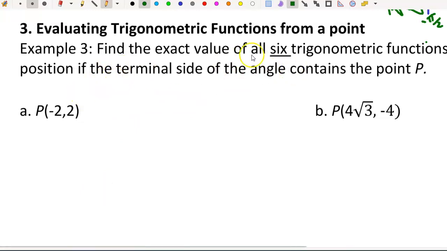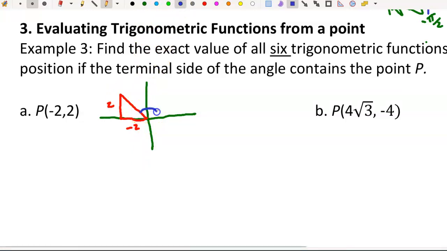Number 2, find all 6 trigonometric functions, sine, cosine, tangent, cosecant, secant, cotangent, of which the latter 3 are just reciprocals of the first 3. So if you have sine, cosine, tangent, do the reciprocal of each one, and you get the other 3. Okay? So first of all, we have negative 2, comma 2. So what quadrant are we in? Always question 1. Negative 2 to the left, up 2. All right.